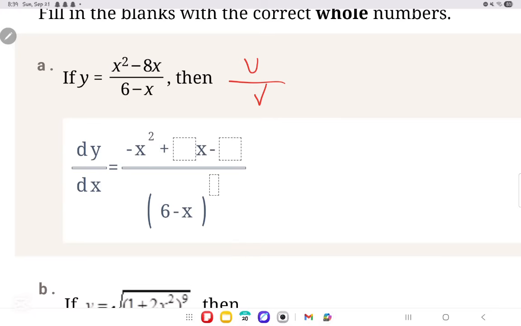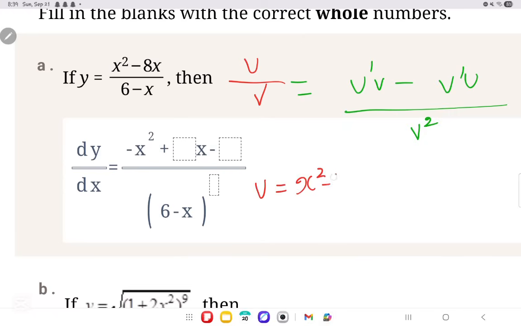So the first way, which is u over v, you need to apply u prime v minus v prime u over v squared. Perfect. So look what's going to happen. You're going to take u, which is x squared minus 8x, and then you'll make it into u prime, which is 2x minus 8. And then we'll take v, which is 6 minus x, and then turn it into v prime, which is basically minus 1.